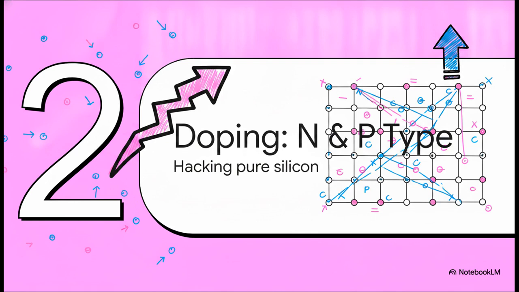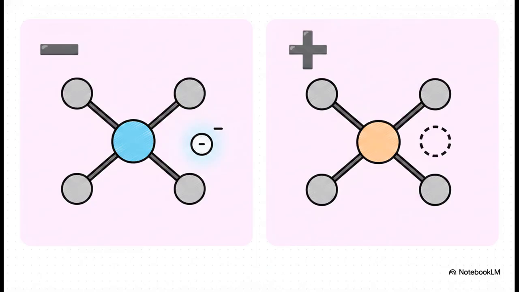Moving right along to Section 2, doping, N-type and P-type. Here's the thing, pure silicon's natural conductivity is, well, pretty terrible. It's virtually useless for practical electronics. So engineers came up with a brilliant solution called doping. By carefully introducing specific impurity atoms, we can create two completely new extrinsic types of materials. First, if we add pentavalent impurities, which are just atoms with 5 valence electrons, that fifth electron becomes totally free. This gives us N-type material, which is absolutely packed with negative majority carriers.